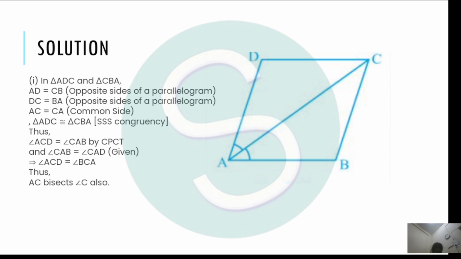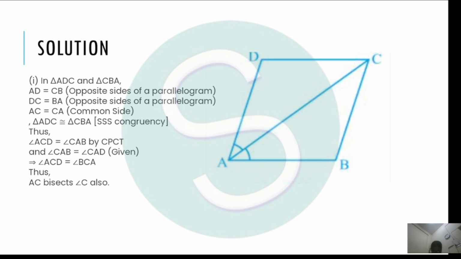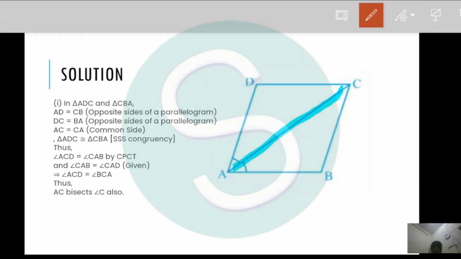Okay. So firstly, we will consider two triangles, that is triangle ADC and CBA. We will consider these two triangles and we will prove them as congruent triangles.